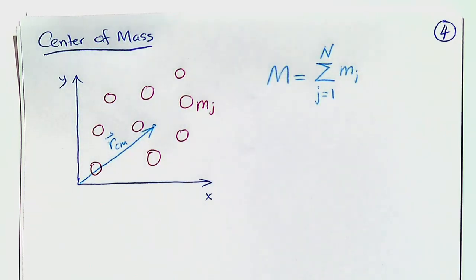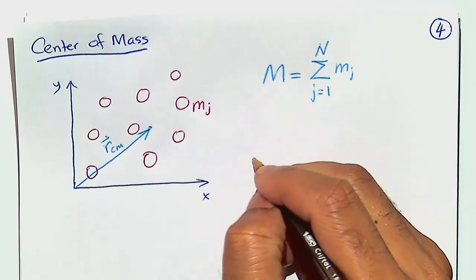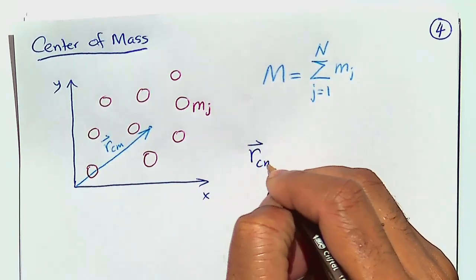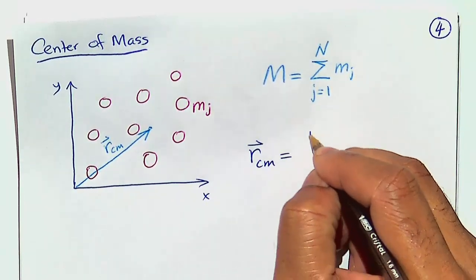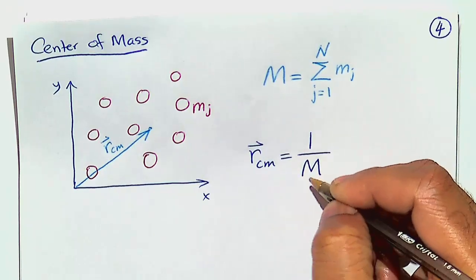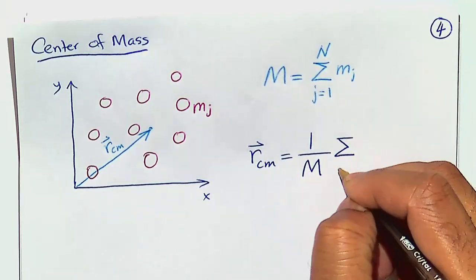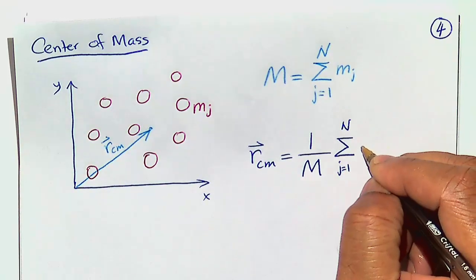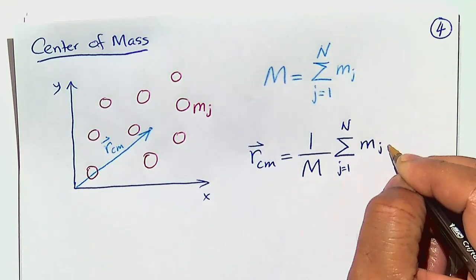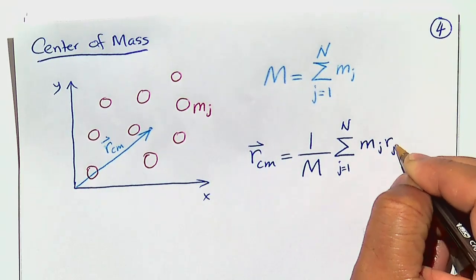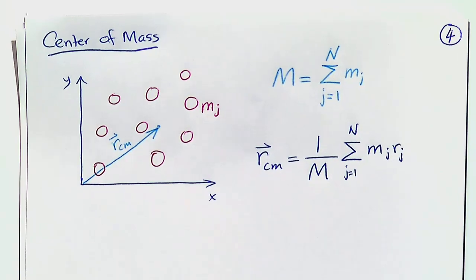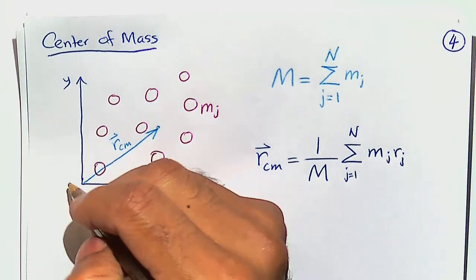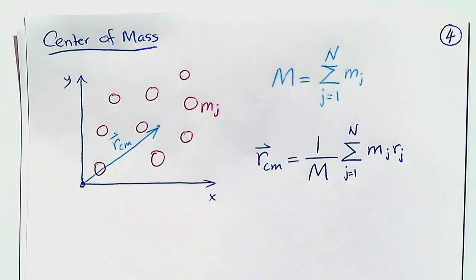All right, so once you do that, you need it because the center of mass is 1 over the total mass times another sum, J equal to 1 to all the particles, where you take each mass and multiply it by the distance from some location, in this case our 0, 0 point. You need a coordinate system.